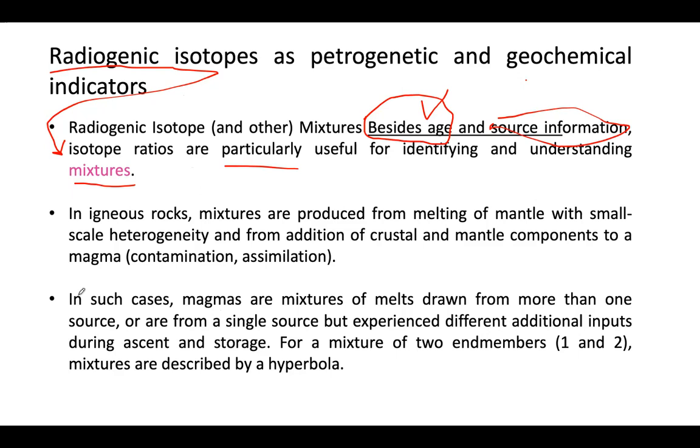Okay, so what are these mixtures? What kind of mixtures can be there in igneous systems? Usually these mixtures are produced as a result of melting of the mantle most of the time, right? Because the mantle is always subject to melting, partial melting, right? So that produces magma. In the Earth's interior, there is magma generation every time because of high heat, high pressure, high radiogenic heat.